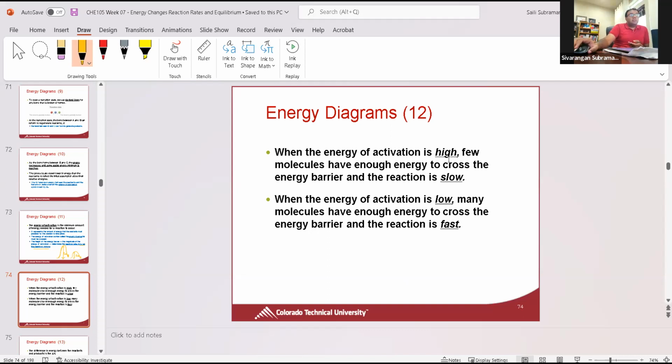When the energy of activation is high, few molecules have enough energy to cross the energy barrier, and that's why the reaction is slow. When the energy of activation is low, many molecules have enough energy, because it's like setting the bar low, right? If you set the bar high, then only a few people can cross it. So that's why it's going to be a slower process. If you have a lower bar, then most average people can do it. And that's why there is a higher rate of reaction, or in other words, the reaction is faster.